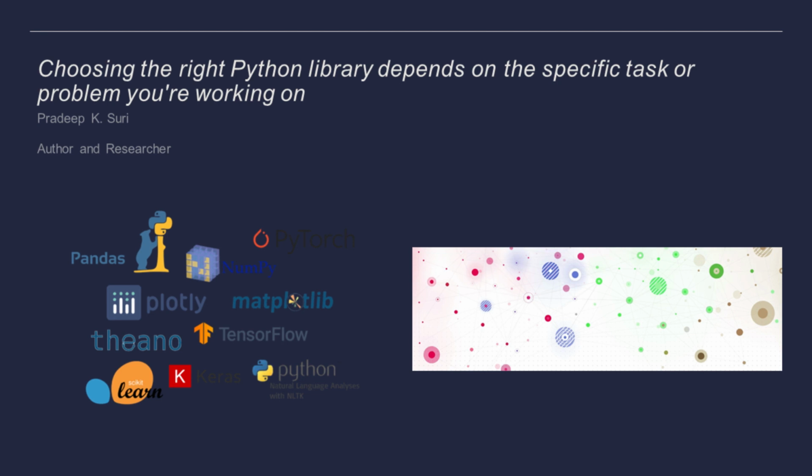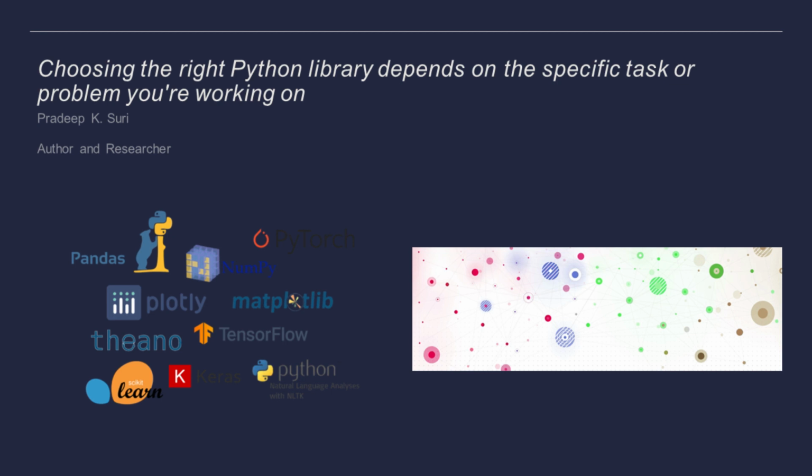4. Scikit-learn. Use Scikit-learn for machine learning tasks, especially for classical machine learning algorithms. It provides easy-to-use tools for data pre-processing, model selection, training, evaluation, and deployment. Suitable for tasks like classification, regression, clustering, and dimensionality reduction.